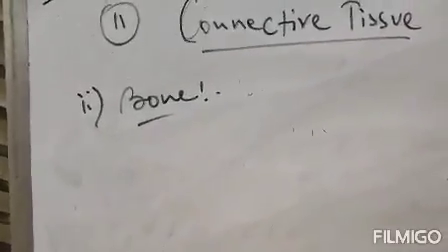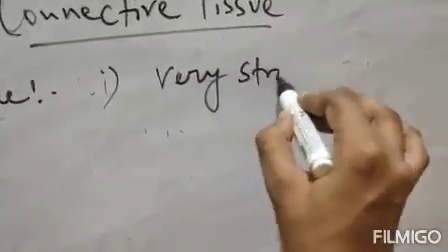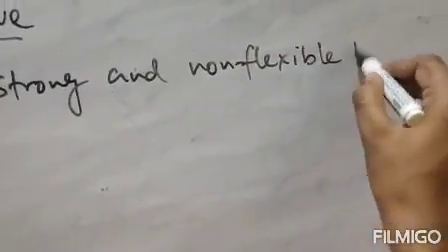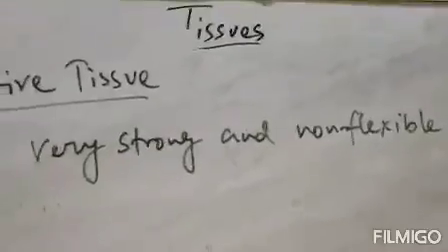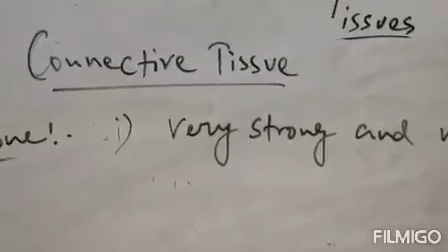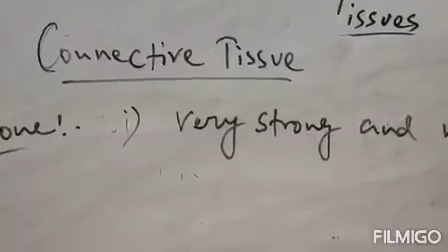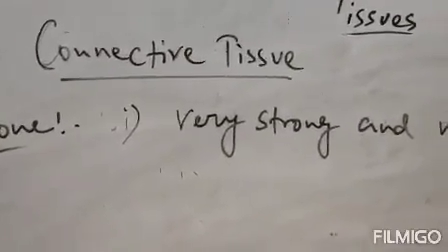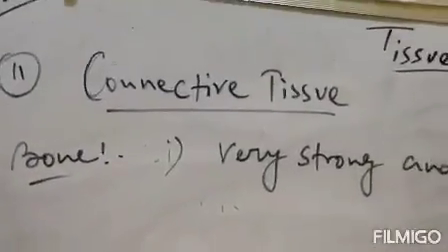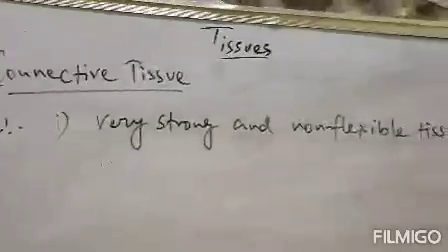So we know that bone is very strong. It is a very strong and non-flexible tissue. It is highly vascular, very hard, very rigid, and also porous. Its matrix is made up of proteins and is rich in salts of calcium and phosphorus. So write one by one whatever I am telling.